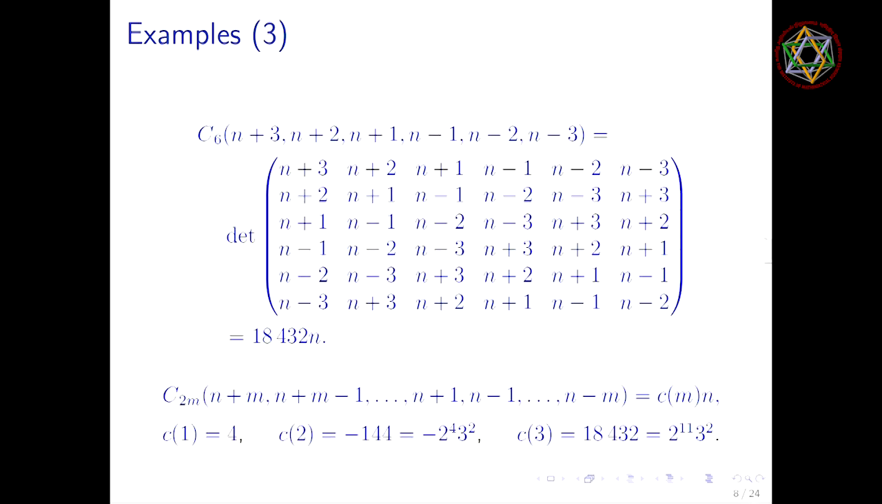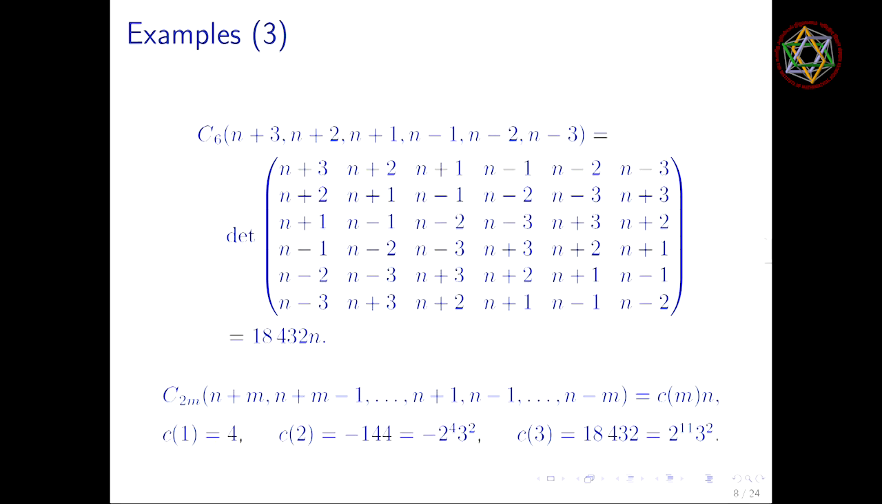And I give another example, which is for n equal 3. So the determinant is a 6 by 6 determinant of a matrix. And you find the multiple of n, and this multiple is 2 to the 11 times 3 squared. I must say I do not have a closed formula like this for the general value of 2k. It may not be too difficult, but I do not have it. But the question was just to know that it is a multiple of n.